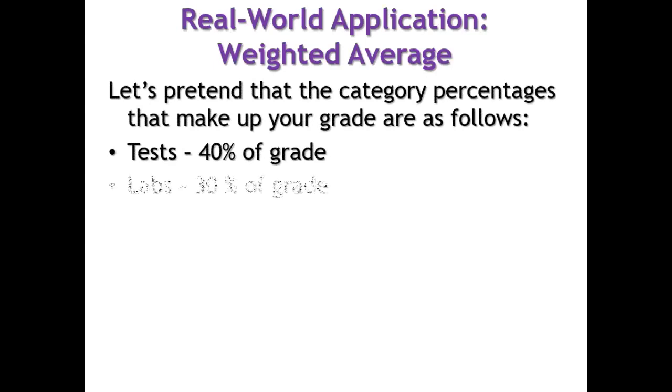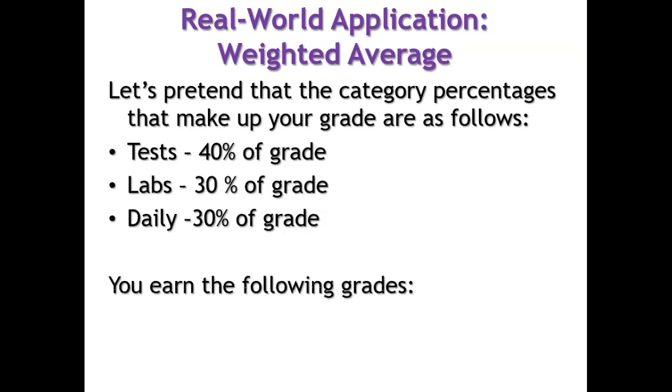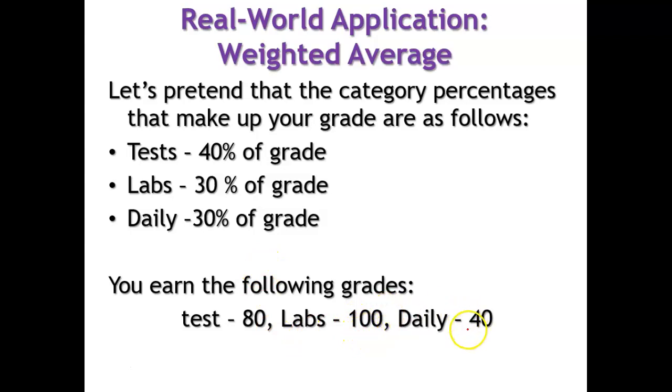Here's a real-world application of how we use it. Let's pretend, well, we're not going to pretend, these are our averages. You get 40% for tests, 30% for labs, and 30% for dailies. If you made 80 on your tests, 100 on your labs, and 40 on all your dailies, and you wanted to know your grade, first you take your percentages and divide them by 100 and you get a decimal. So you get 0.4, 0.3, 0.3.